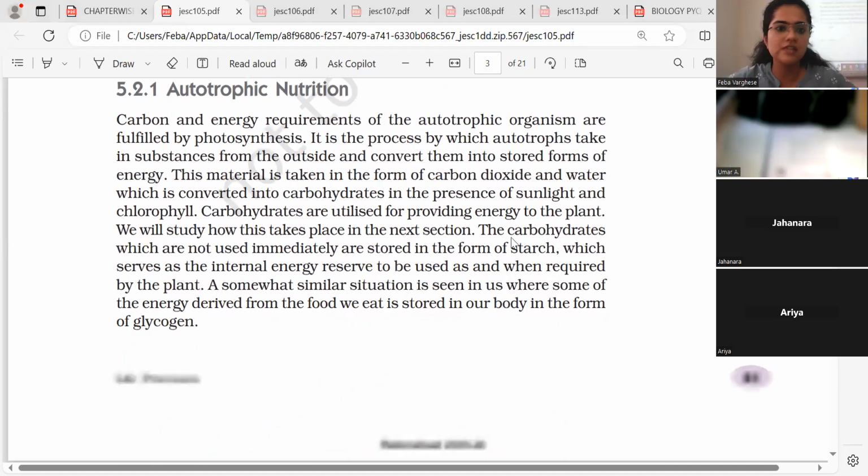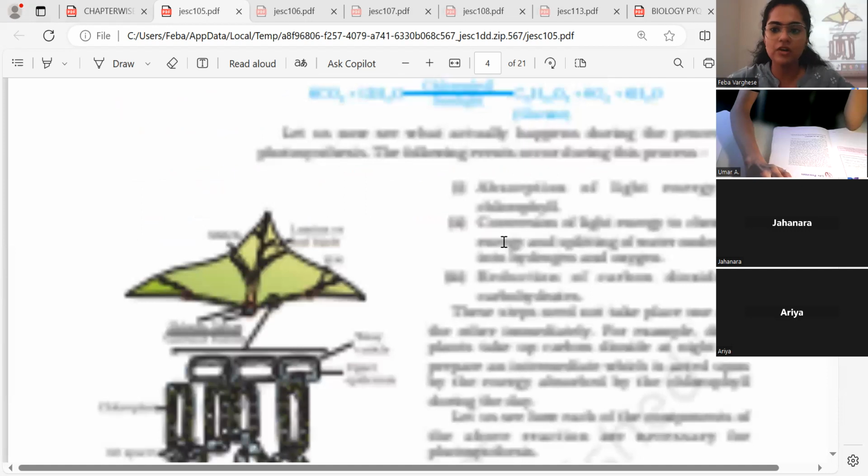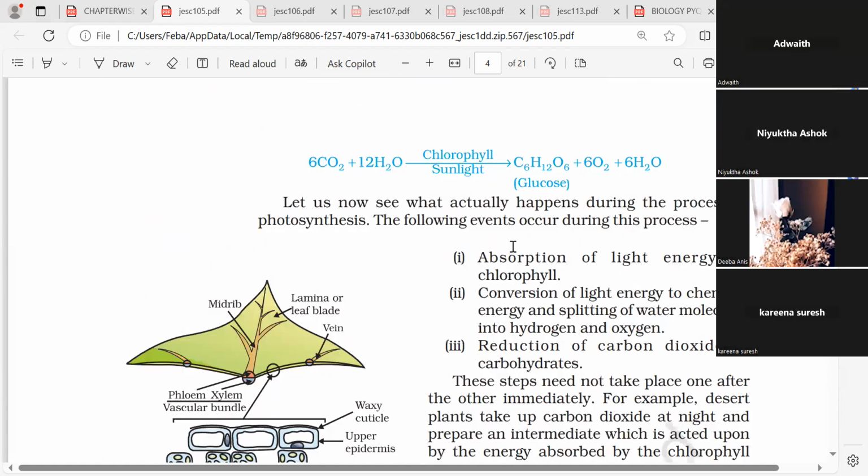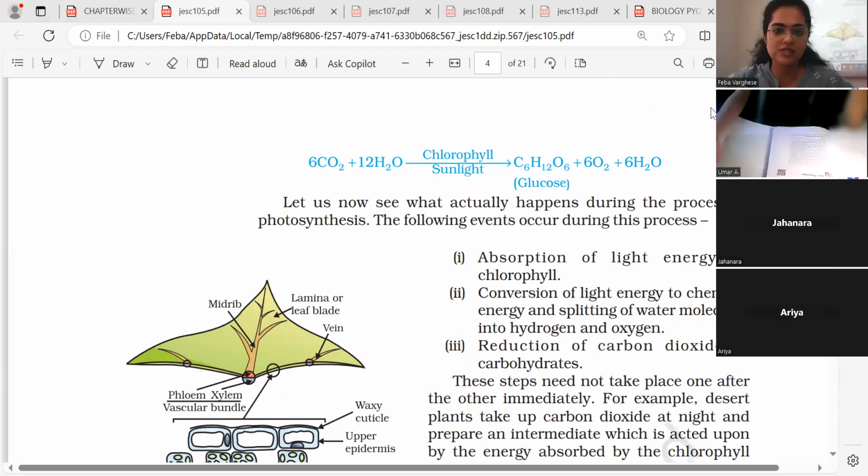And do you want me to give examples for it? Or else you guys can give examples for autotrophs. Plants are the autotrophs, right? Then certain bacteria, certain microbes, they are autotrophic in nature. What about heterotrophs? Human beings are heterotrophs, right? Yes. Now, moving on. Umar, I hope it's clear. Yes, ma'am. All right.